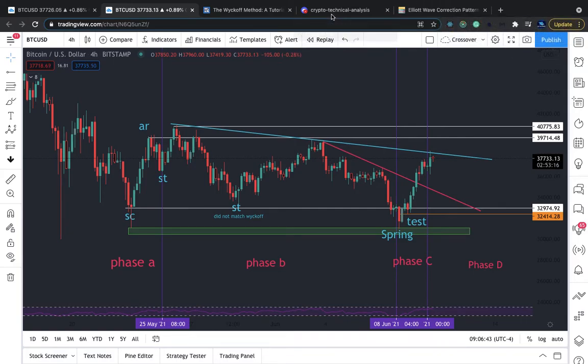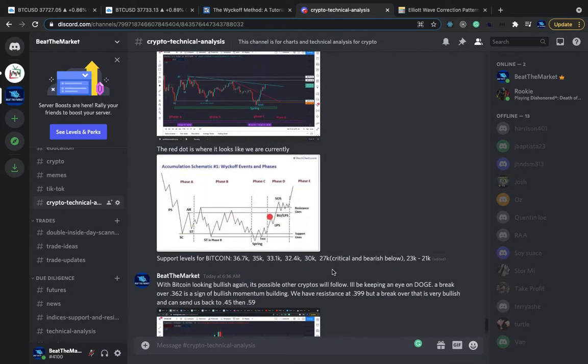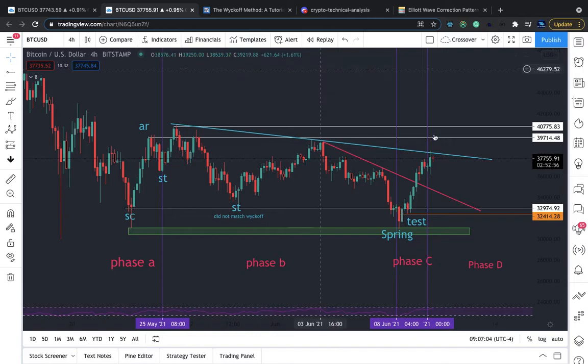I do have some support levels that I'm watching. I had it here on my Discord. Support levels for Bitcoin, I had 36.7 thousand, 35,000, 33.1, 32.4, 30,000, and 27,000 would be my critical level. Below that, I will be bearish. There's a reason, and I will explain. But as of right now, I'll be looking for bounces off of there.